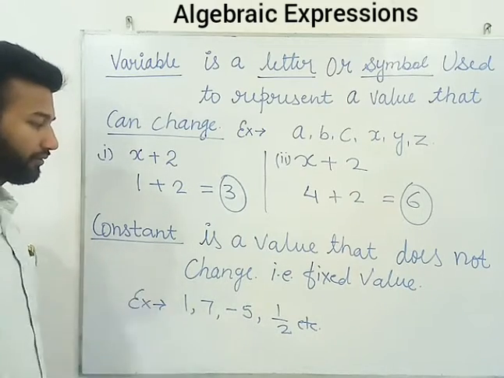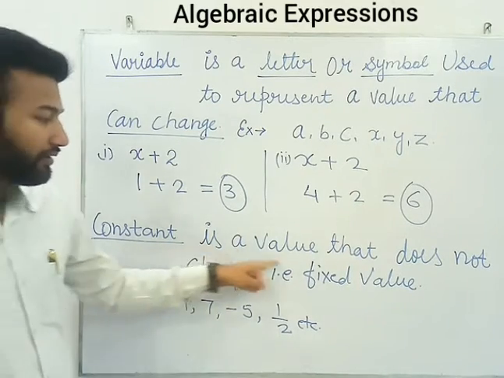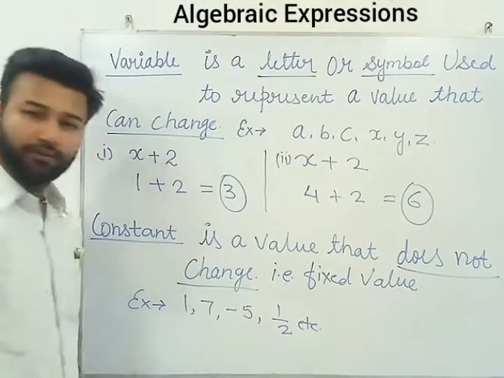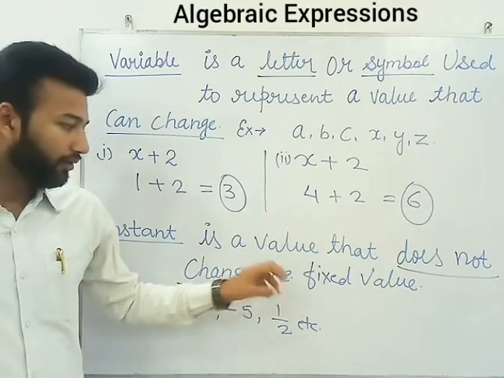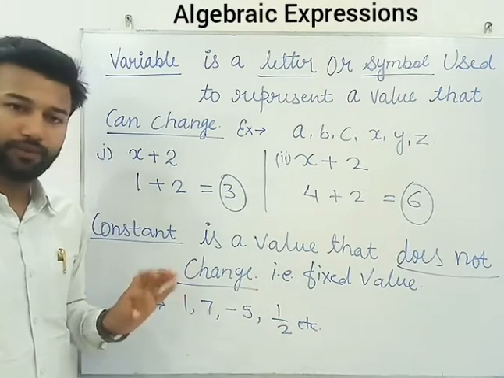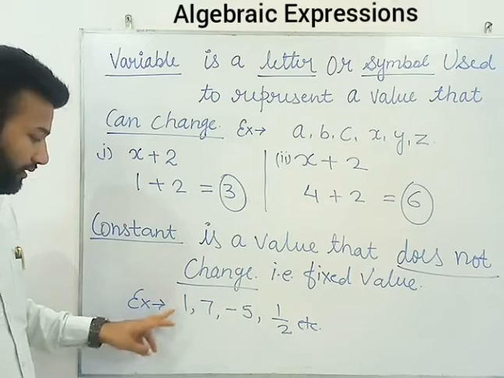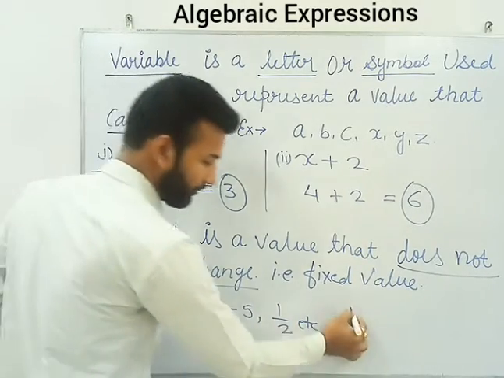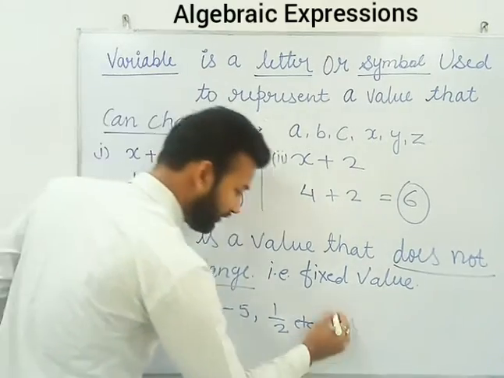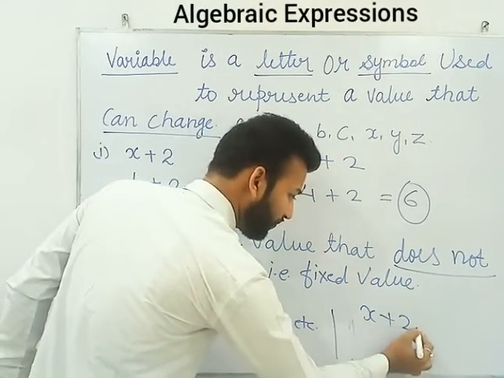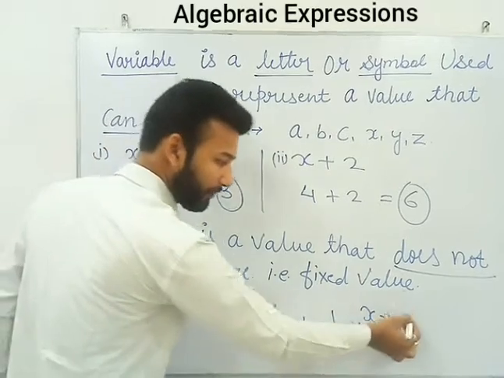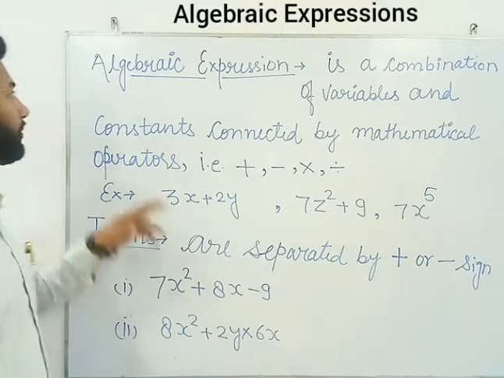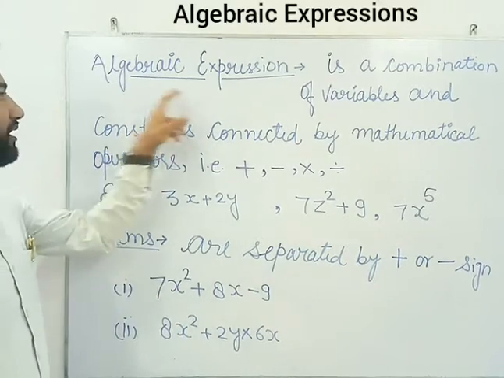Next, constant. See, what is a constant? A constant is a value that does not change. Meaning a constant has a fixed value. Fixed value means, for example, 1, 7, 5, 1 upon 2, they all have fixed values. For example, here you can check x plus 2. So here x is the variable, but 2 is the constant.